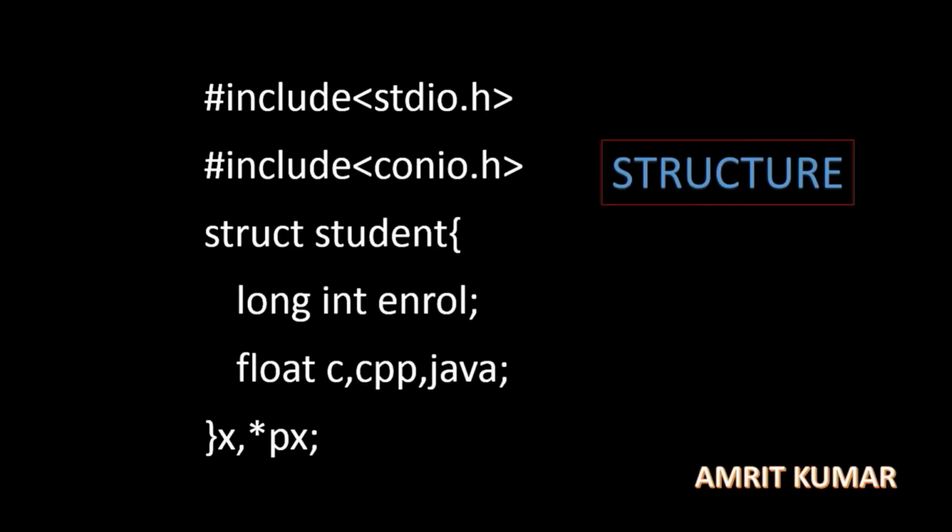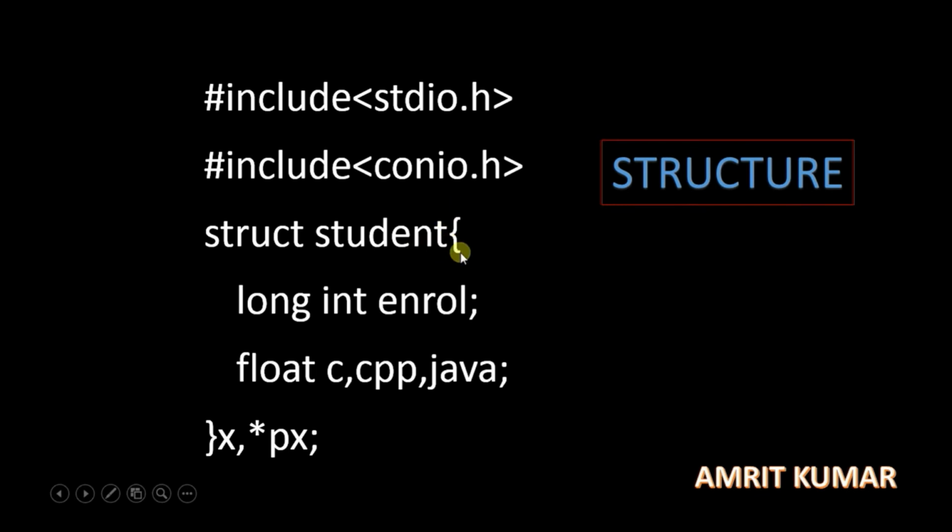So here you are seeing I have a program that is based on the concept of the structure. First we have to declare our two header files. You can see hashtag include stdio.h and hashtag include conio.h. These two are the header files that I have declared. After declaring them, I am going to create a structure of a student. So struct is our reserved keyword and student is the structure name. So we are creating a student data type, you can say, in C language.